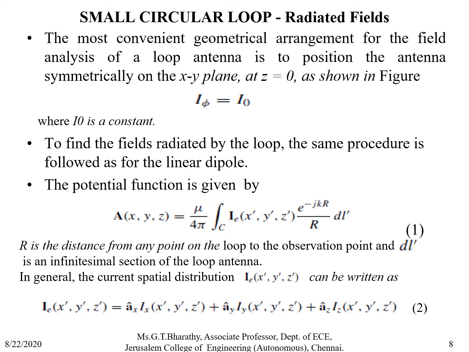And in general, the current spatial distribution I e of (x dash, y dash, z dash) is written as I e of (x dash, y dash, z dash) is equal to the unit vector a x into I x (x dash, y dash, z dash) plus unit vector a y I y (x dash, y dash, z dash) plus unit vector a z I z (x dash, y dash, z dash).